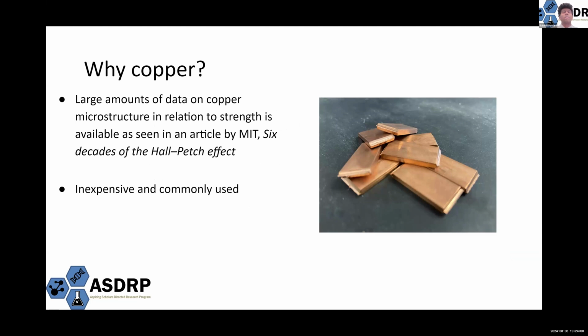Why copper? There is a large amount of data on copper microstructure in relationship to the strength, as seen available in the MIT article, 6 Decades of the Hall-Petch Effect. Copper is inexpensive, especially in comparison to silver and gold and other types of materials like that, and is commonly used, especially in manufacturing, despite being relatively understudied.